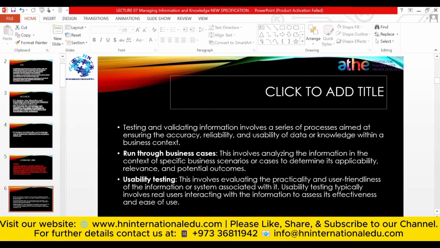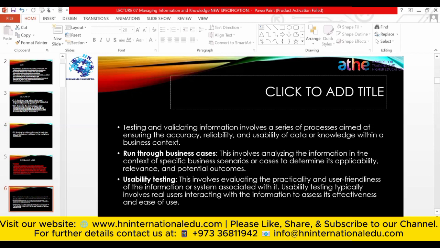These are the definitions first, then we will be discussing the points according to the question. Testing and validating information involves a series of processes aimed at ensuring the accuracy, reliability, and usability of data or knowledge within a business context. Obviously, we focus on testing, validation, and reliability of information because ultimately it is the sub-process of everything. If we do these things, only then will the information and knowledge be successful.